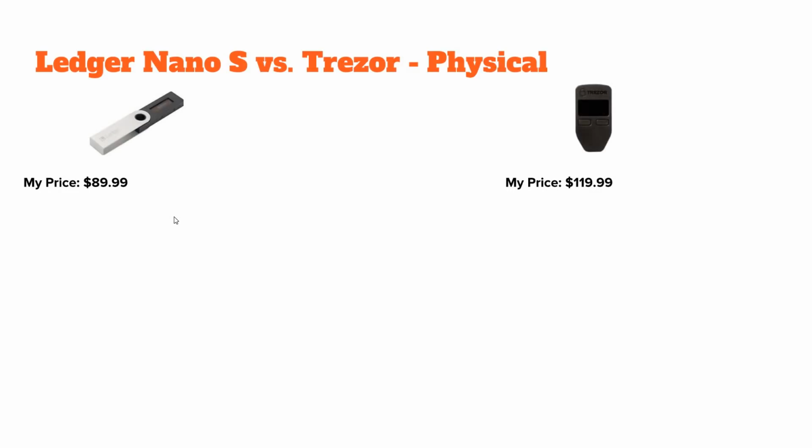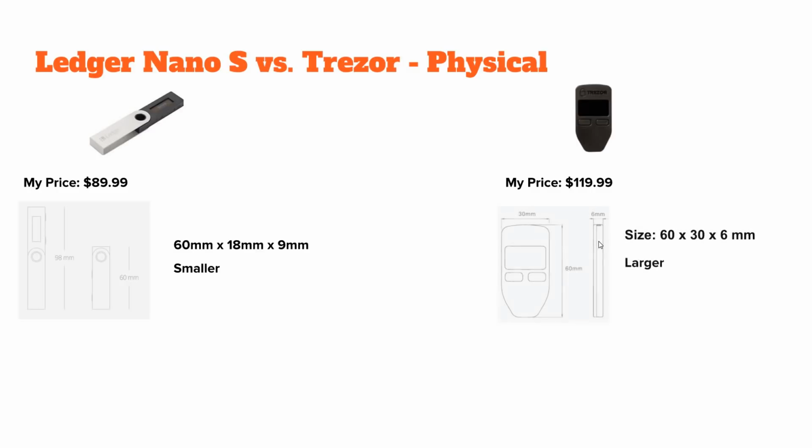So we've gone over the price. Now let's take a look at the size of these two. As you can see, the Nano is a little bit smaller than the Trezor. The Trezor is a little bit bigger, and part of that is because the Trezor has a larger screen, which is one of the reasons why the device is a little bigger than the Nano S.